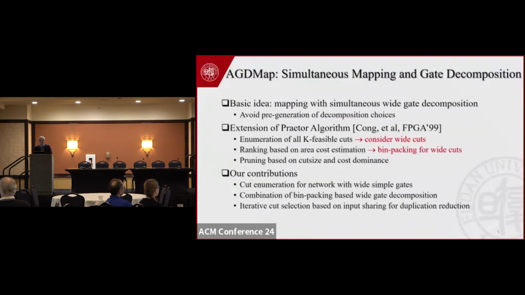So here we propose a simultaneous mapping and decomposition approach, so as to avoid the pre-generation problem. Our work is an extension of the previous priority cuts algorithm based on cut enumeration, pruning, and ranking. Our contribution is cut enumeration for wide simple gates. We also combine bin-packing-based gate decomposition with cut enumeration and ranking. At the end, we also propose an iterative cut selection based on input sharing for duplication reduction.